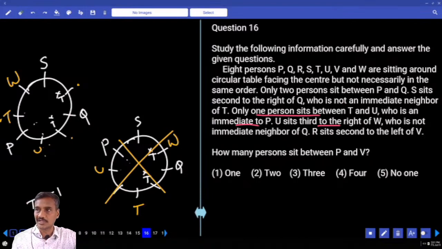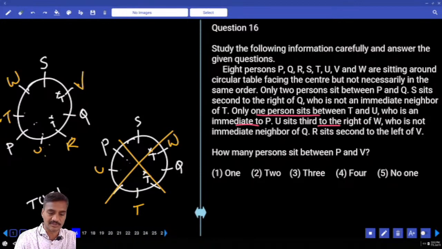Then R sits second to the left of V. R is seated second to the left of V. R and V must be like this. R sits second to the left of V. Now this is about question number 16 to 19.